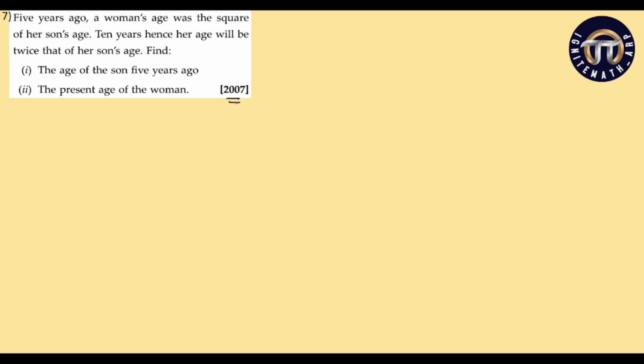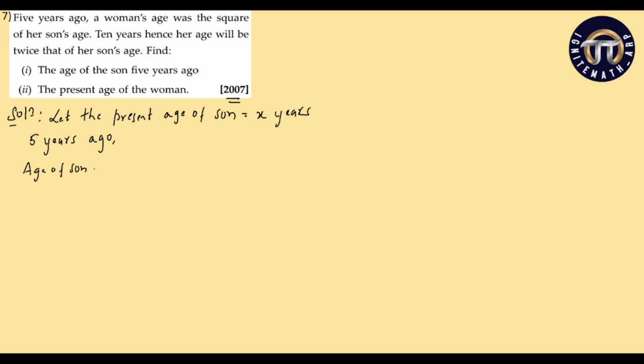So for this kind of question, what I'm going to take: let the present age of the son be equal to x years. Clear? So 5 years ago, what was the age of the son? So the age of the son is equal to x minus 5 years.